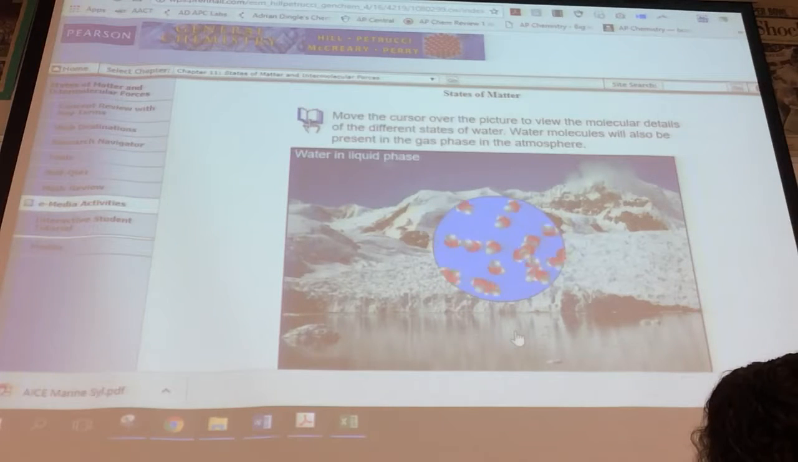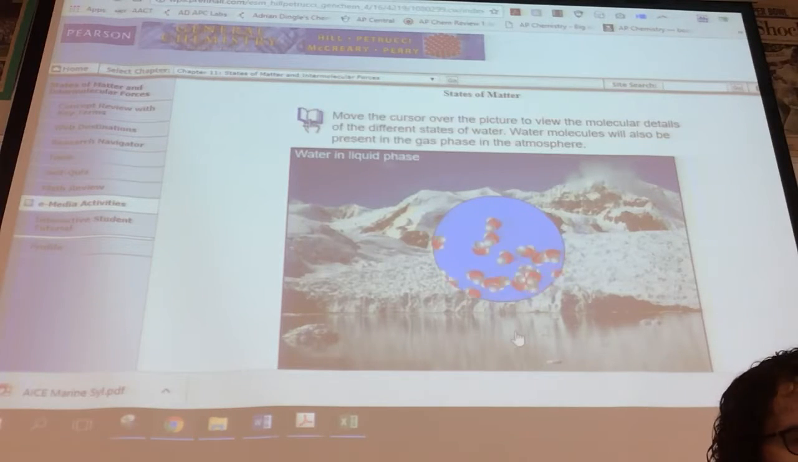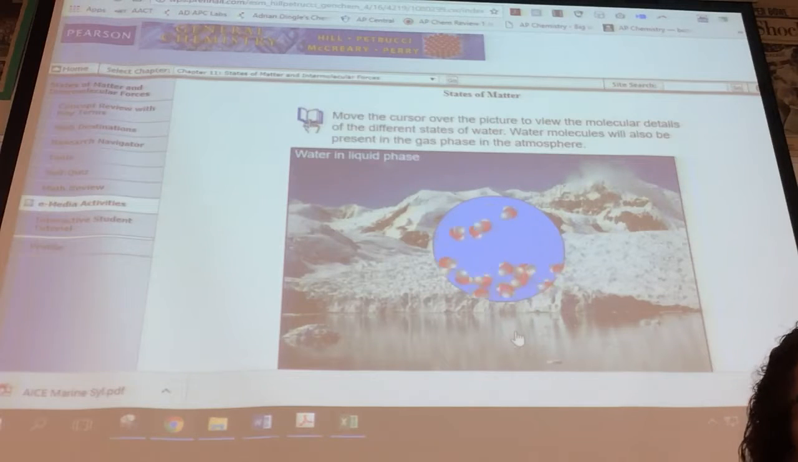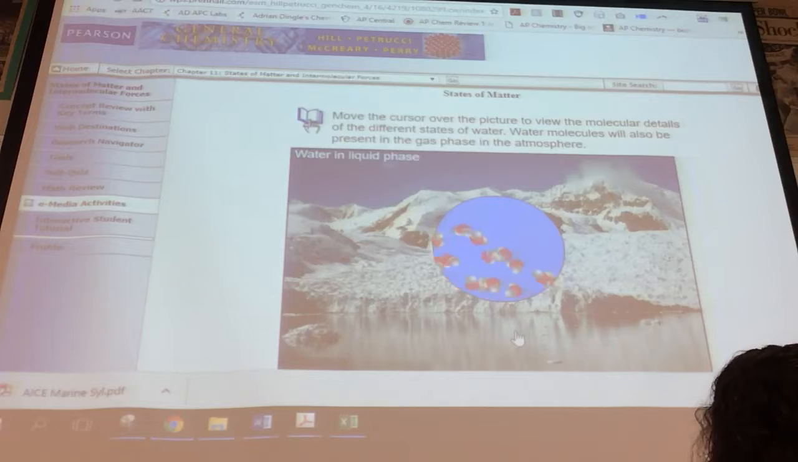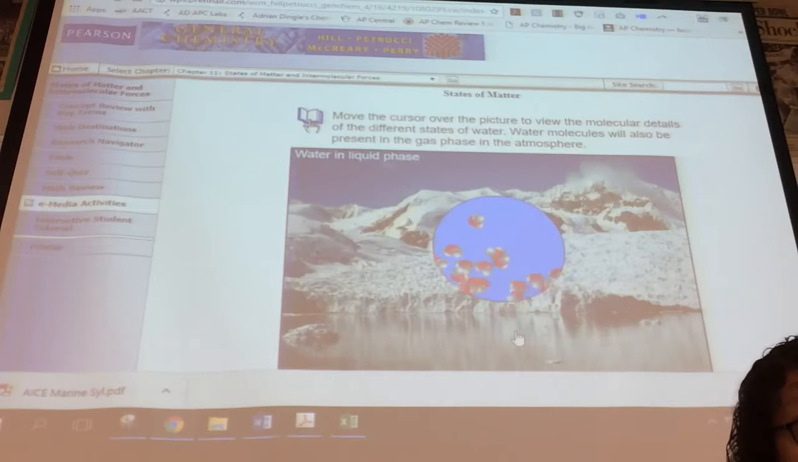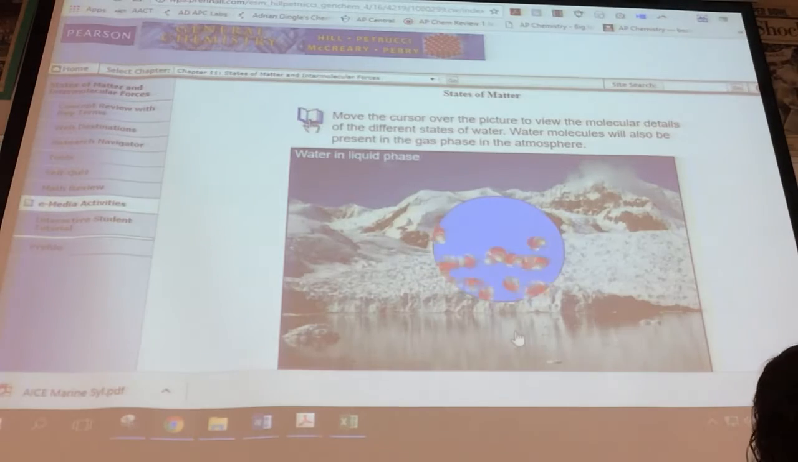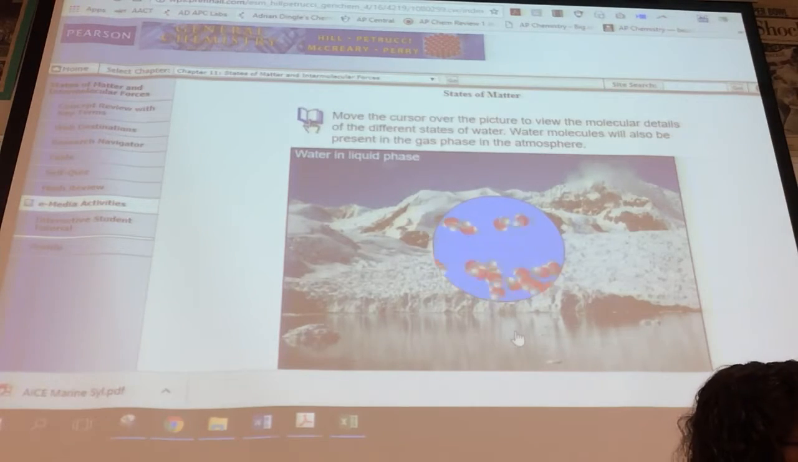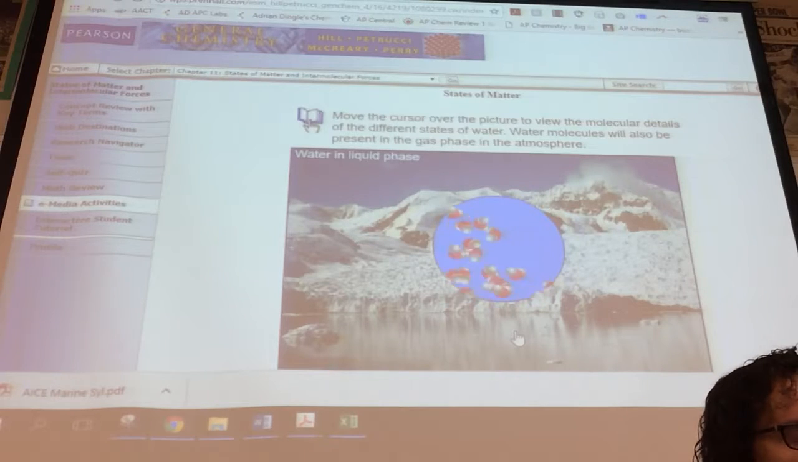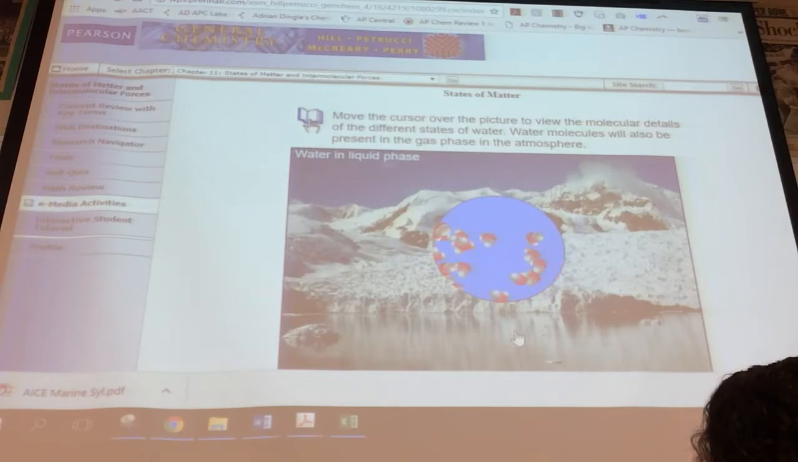Water in the liquid state, the particle arrangement is less and there's more movement. And that's why a liquid will take on the shape of its container. You can see the molecules flow past one another. So the particle arrangement has decreased and the movement has increased when you go from solid to liquid.